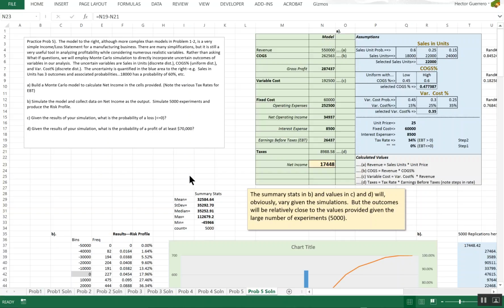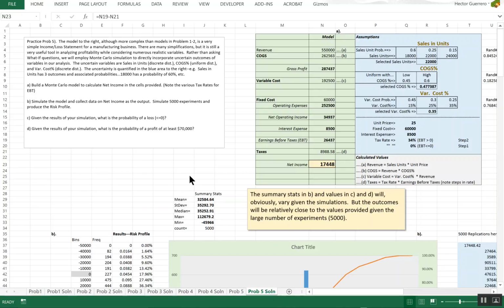We're now looking at problem 5 in Module 4. This problem is a full-blown simulation, a little bit more complicated than the one we had before, but not much really. We return to our familiar income statement. It's a bit more sophisticated.